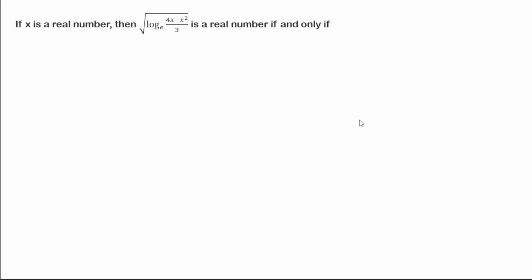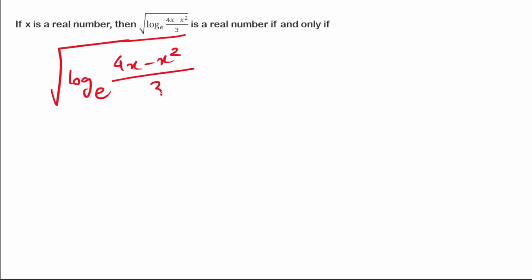Hello all, we have this problem at our hand. So how do you solve this? First of all, what is being given? This is the expression that is being given, right? Log e of (4x minus x square) by 3, right?